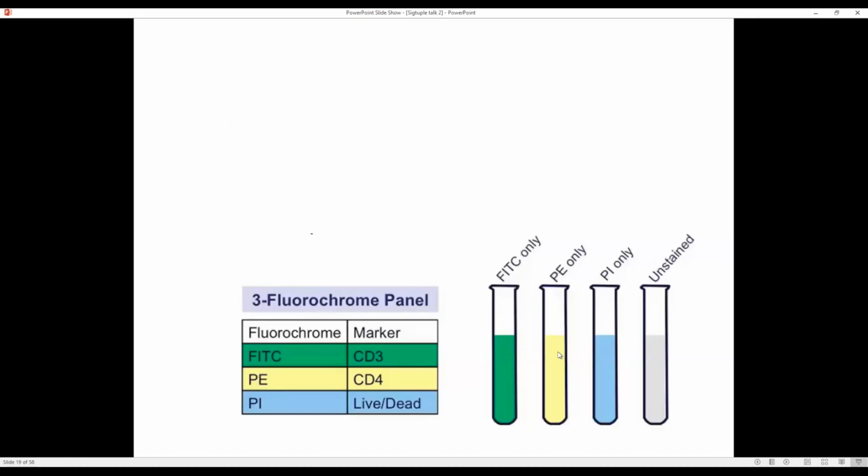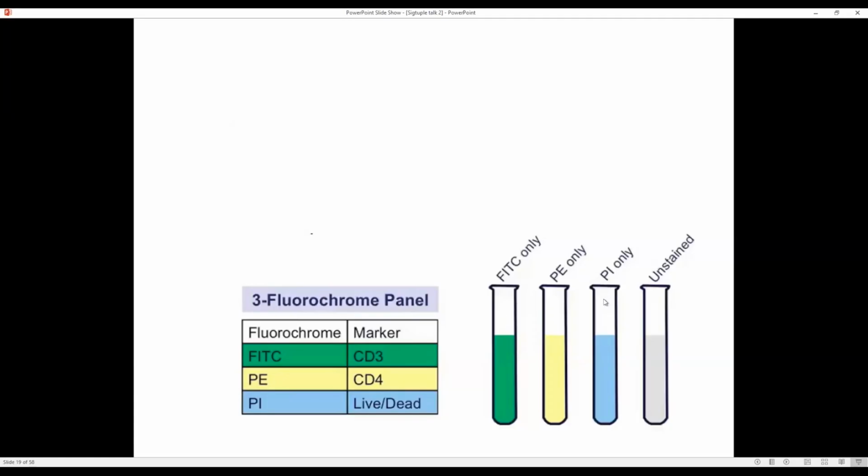Then I run cells stained only with PE. Now I check for FITC. If there is signal of PE spilling over into FITC, I need to remove them. Similarly, if any signal is coming in PI, I need to remove it, because this is only stained with PE. It should not ideally show any signal for FITC or PI.